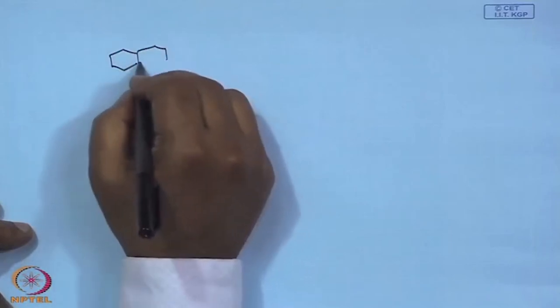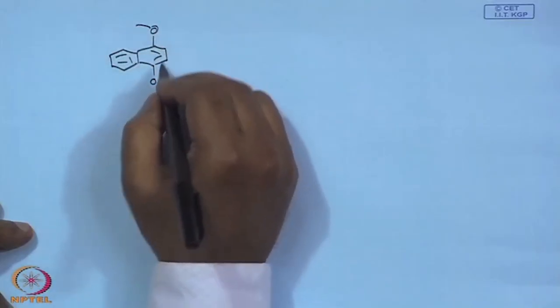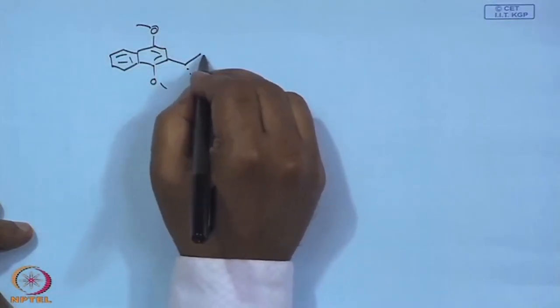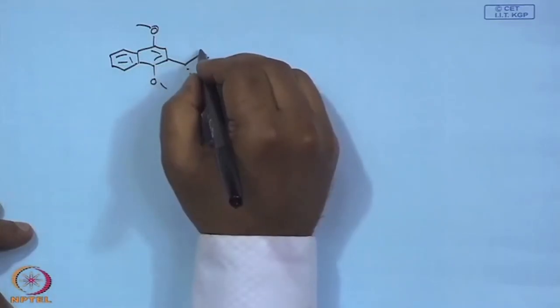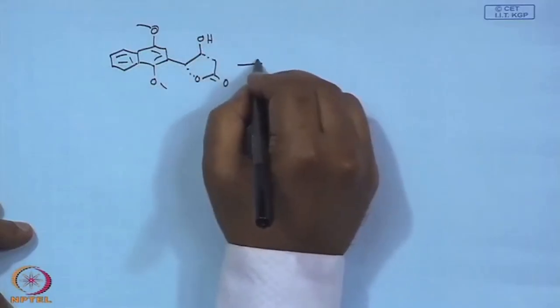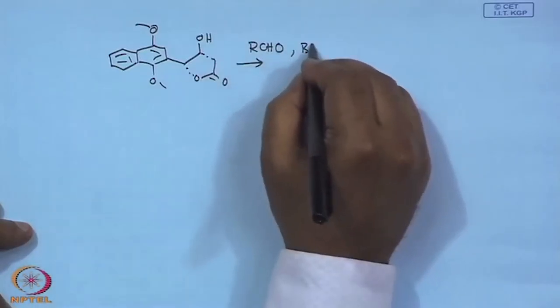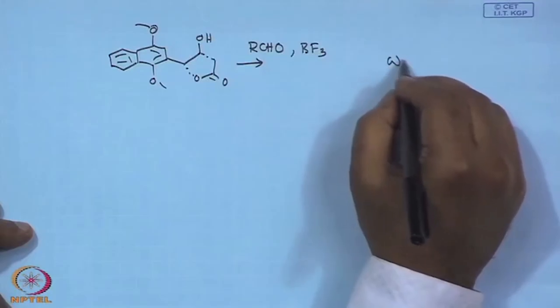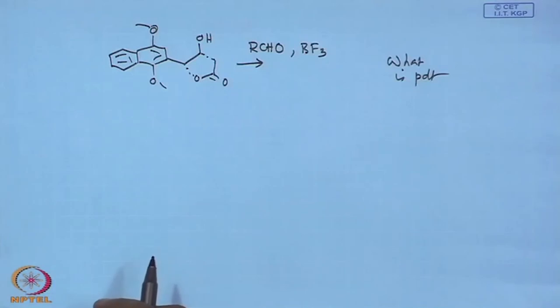We begin with a compound which has no nitrogen in it. It's a lactone. Then you have OH up here, and then reacted with aldehyde in presence of BF3. So what is the product? Guess, Saurabh. But it belongs to the topic we had been talking about.